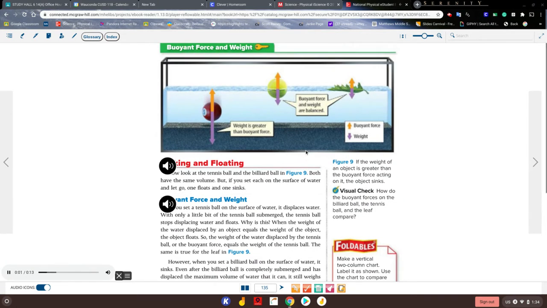Sinking and floating. Now look at the tennis ball and the billiard ball in Figure 9. Both have the same volume, but if you set each on the surface of water and let go, one floats and one sinks.